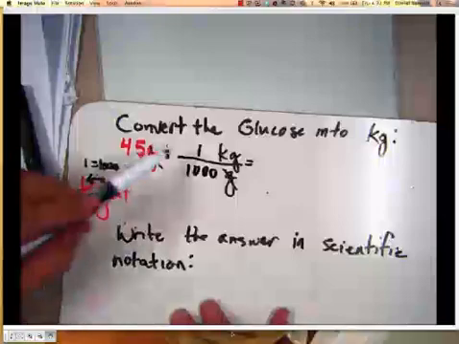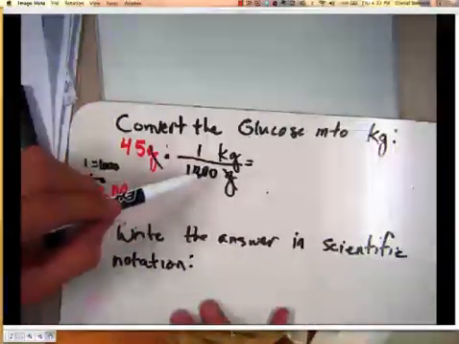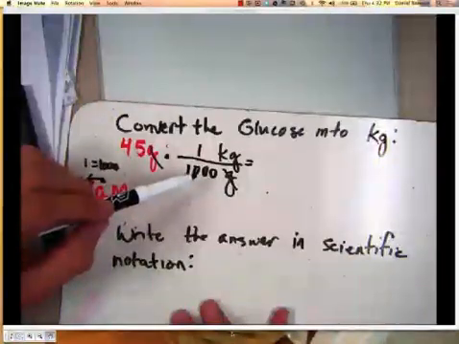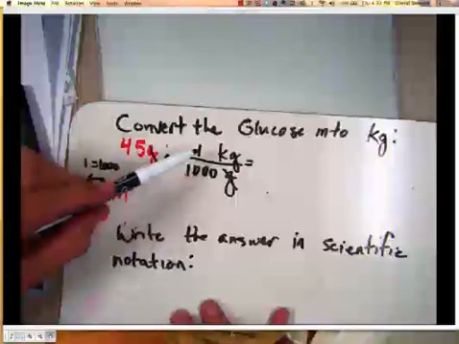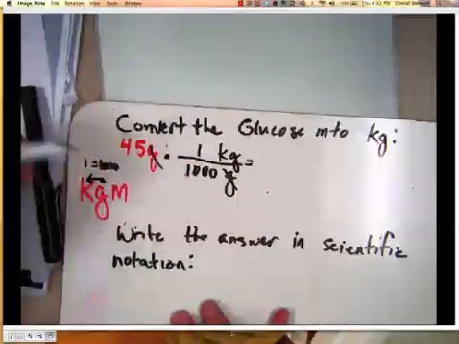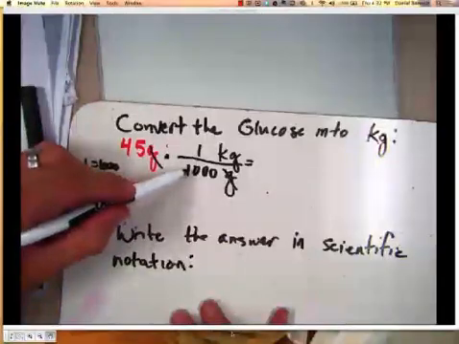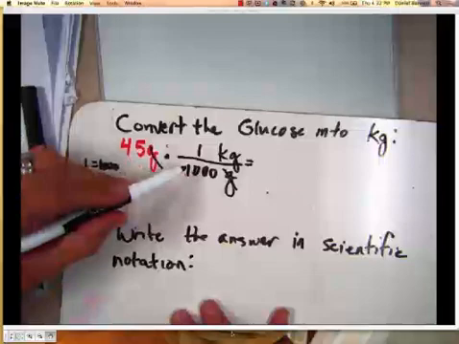Another way of thinking of this is that kilos are bigger than grams, and we know that 1,000 is going to get plugged in here somewhere. So if kilos are bigger, it's going to take a lot of grams to equal a kilo. So to solve this now, since 1,000 is on the bottom, that means we're dividing. So we simply take 45 divided by 1,000.